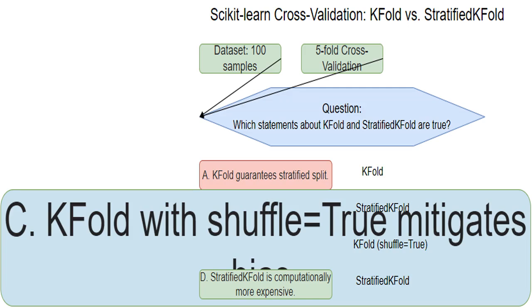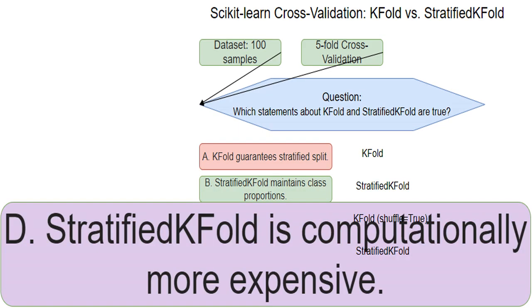Absolutely correct. By using shuffle, I randomize the data before splitting it into folds. This helps reduce bias that might result from a specific ordering in the original dataset. True. Because STRATIFIED needs to consider class proportions while splitting, it takes slightly longer to compute compared to KFOLD.